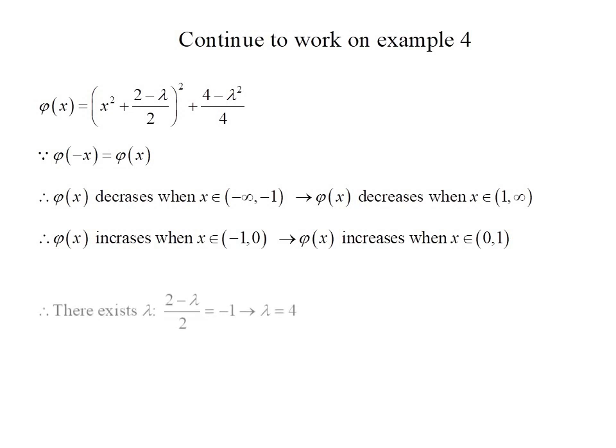So, after solving this linear equation of (2 minus λ) over 2 equals negative 1, we find that λ equals 4. Hence, when λ equals 4, φ(x) decreases when x is less than negative 1, and φ(x) increases when x is between negative 1 and 0, excluding both endpoints.